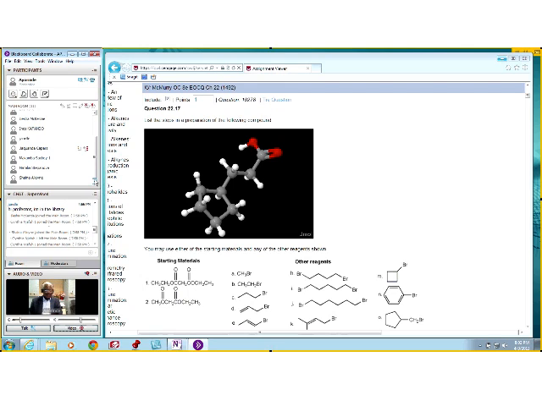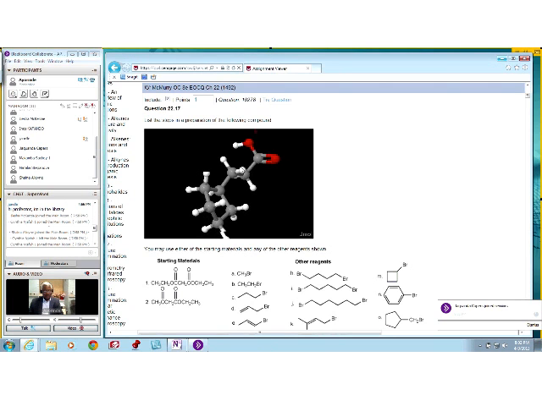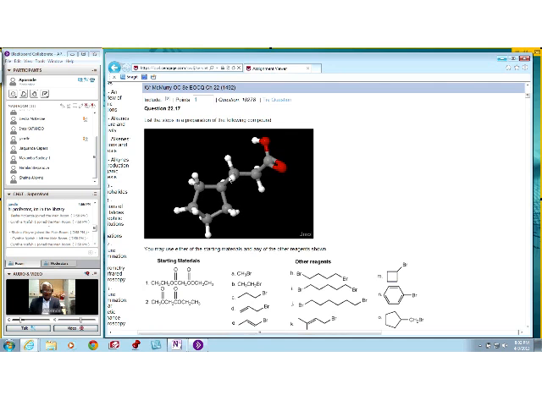Okay, to get the session started, I am going to call on Ariel. Can you go ahead and read this question for us? List the steps in the preparation of the following compound. Okay, very good, and thank you. So what they want you to do here, they have given you this compound, and they want you to give the synthetic scheme for this compound.